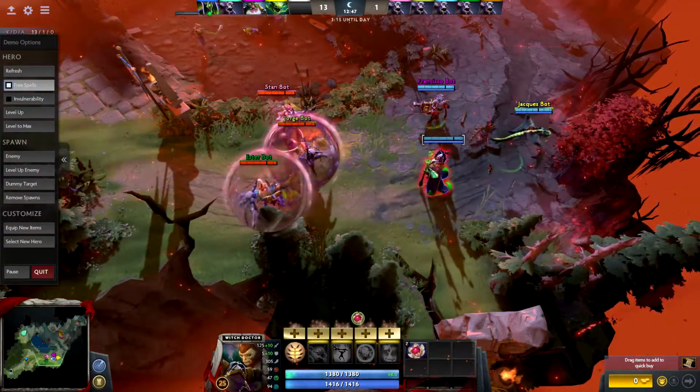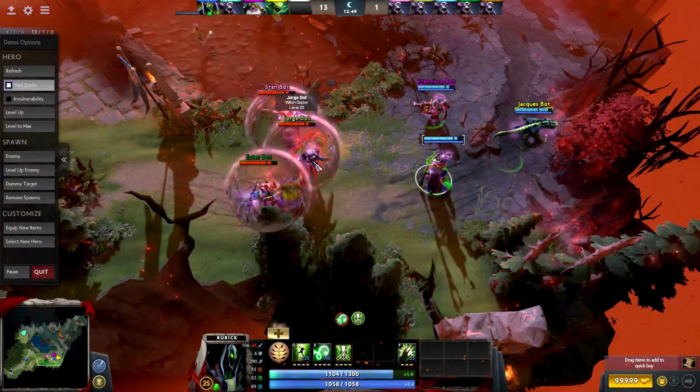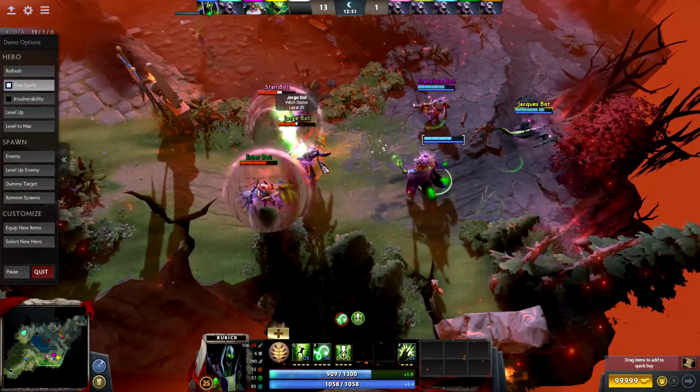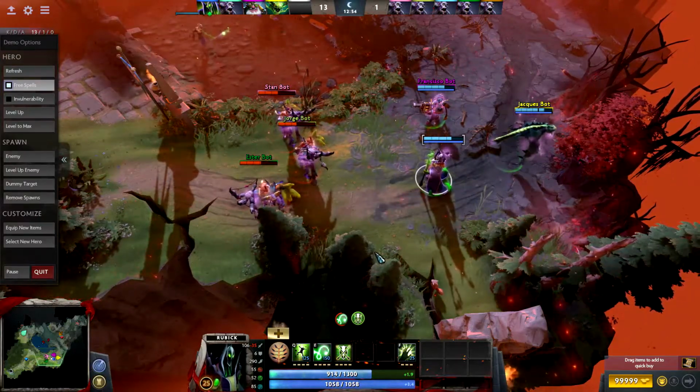Another important thing is to know that Lotus Orb will only reflect the spell cast. It will not reflect bounces from Fade Bolt, for example.